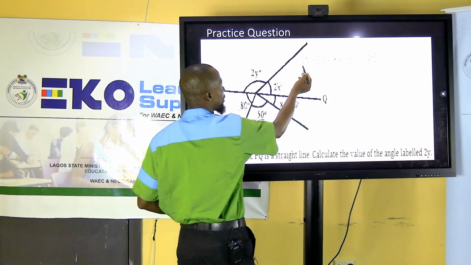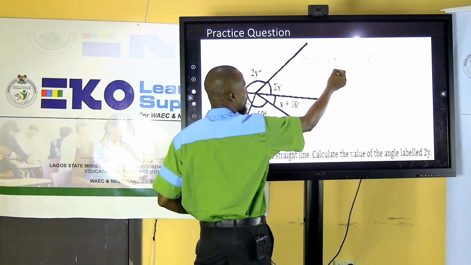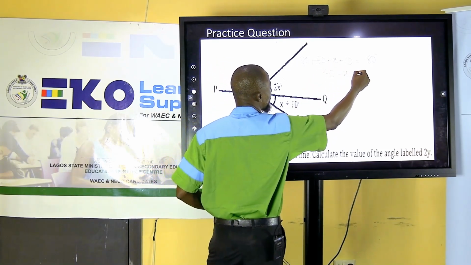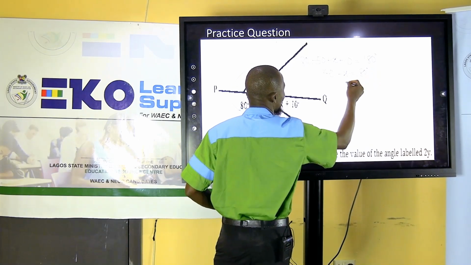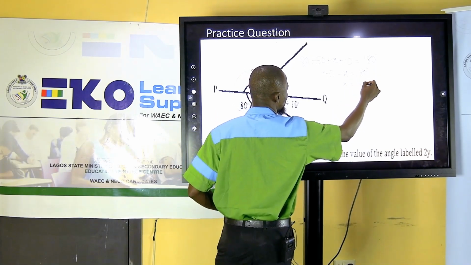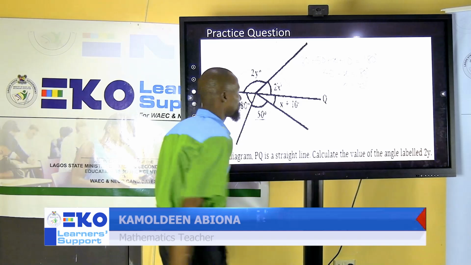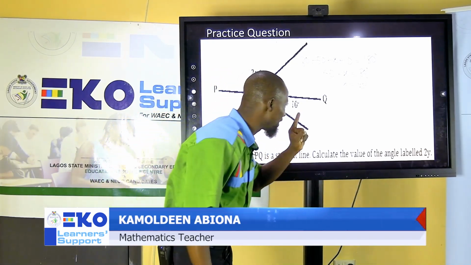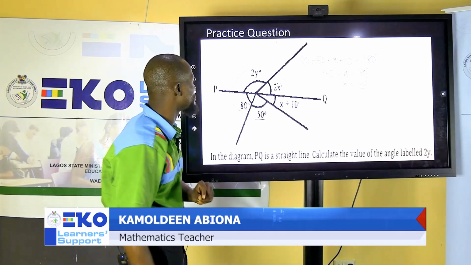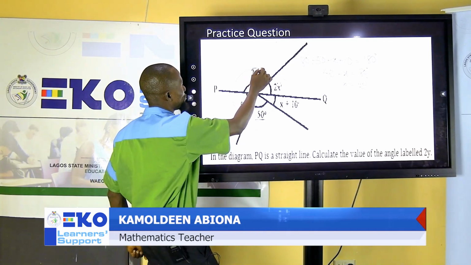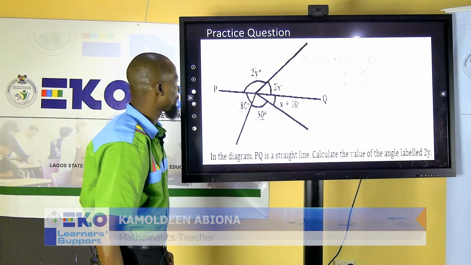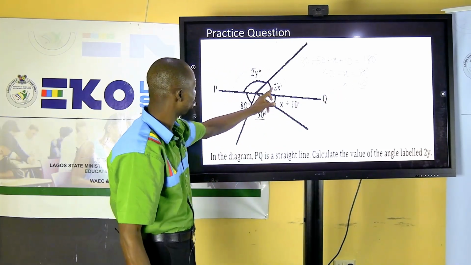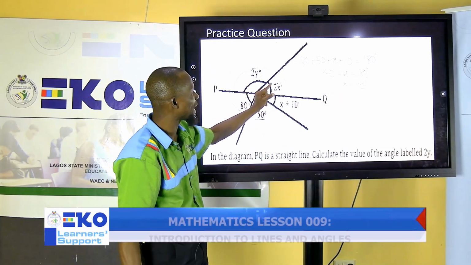So this is 130 plus 10, 140 plus x. 140 plus x equals 180 degrees. And x equals what? 40. Good. So x equals 40. But we have been asked to find the angle labeled 2y. Where is that angle? This is the angle here, 2y. So x is 40.